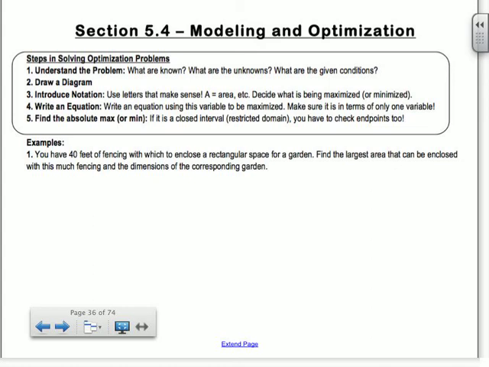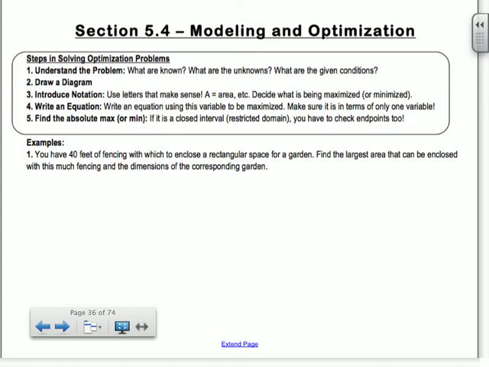Write an equation using the variable that's to be maximized. Make sure it is in terms of only one variable. So if you had area, make sure you only have the rest of the equation with width or length or whatever. And then find the absolute max or min. If it's a closed interval, make sure you check the endpoints as well, just like we've done before.